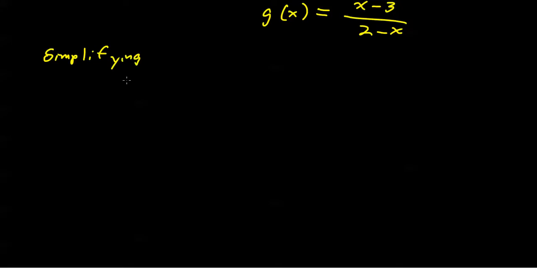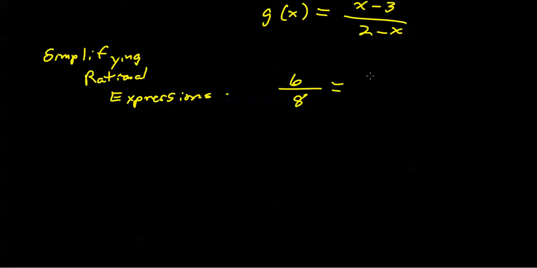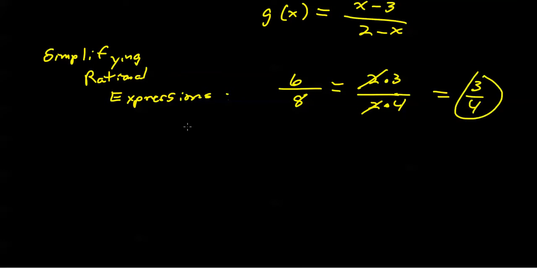Simplifying rational expressions. Let me give you the simplest possible rational expression, 6/8. Constants are polynomials also, as we know, so we can simplify this rational expression. We can break it down and spot the common factors. Anytime you see common factors over a fraction bar, you can cancel them out, and of course 6/8 equals 3/4 in lowest terms.